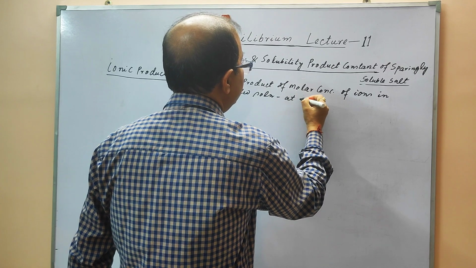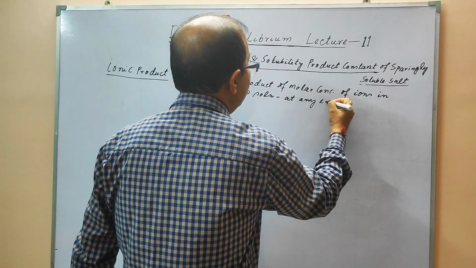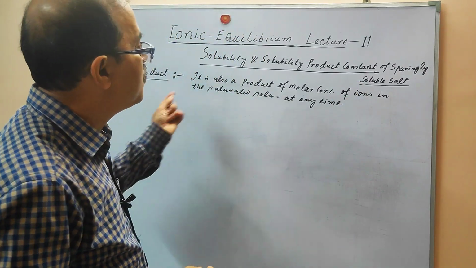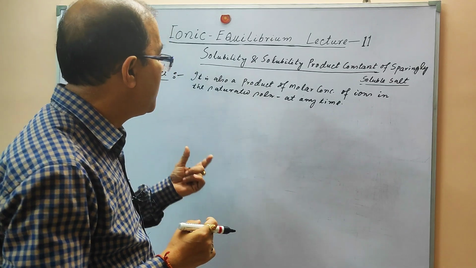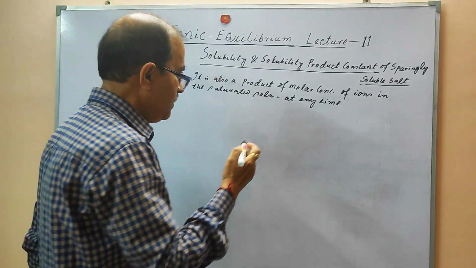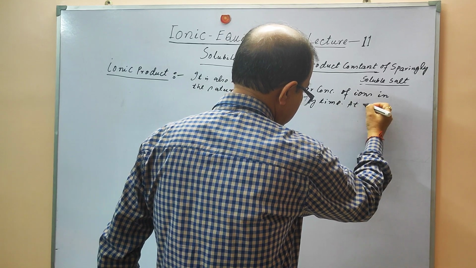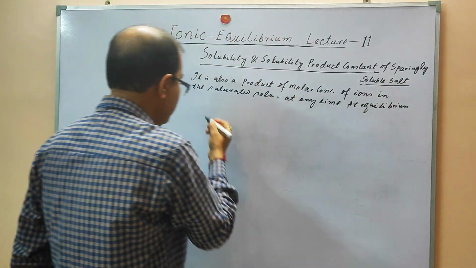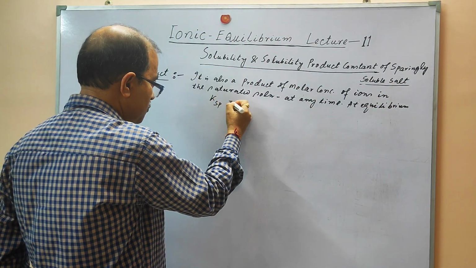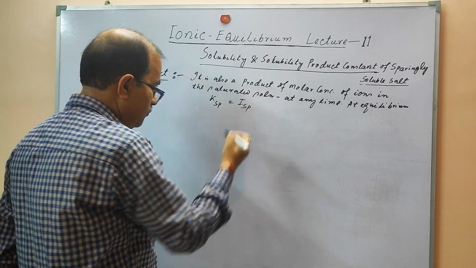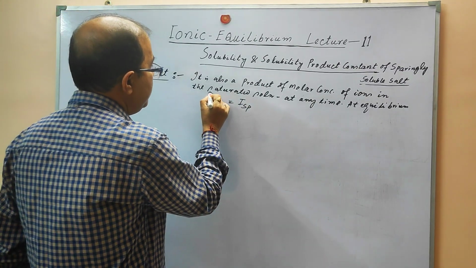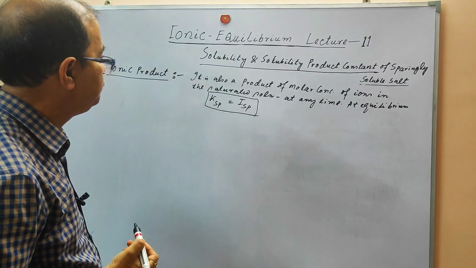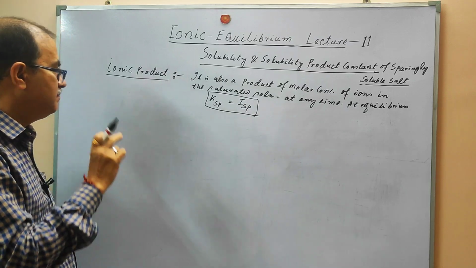At any time means it may be saturated or it may be unsaturated. So it is the product of molar concentration, and when the reaction has achieved equilibrium, then the Ksp is equal to the ionic product. So you can write Ksp equals Isp, that is the ionic product.